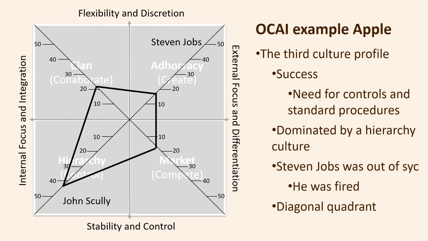The dominant competencies preferred in the third culture profile by John Scully are in the diagonal quadrant opposite from the first culture profile managed by Steve Jobs. In short, Steve Jobs, as an adhocracy leader, was a rule breaker, whereas John Scully, as a hierarchy leader, was a rule enforcer. Steve Jobs had to lose the battle if the company was to grow.